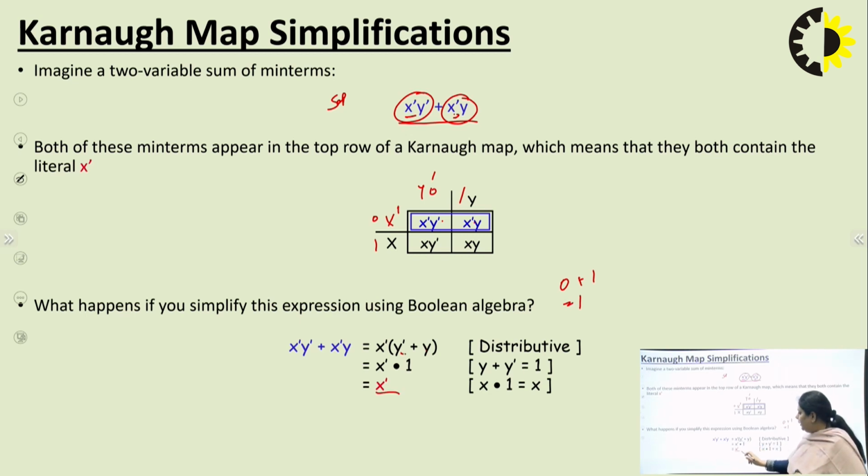What would be the remaining? That is x dash. So with a K map also we are doing the same, but with Boolean algebra we have to learn its rules, and then by using those rules we can simplify this expression. But with a K map it is much easier to simplify these expressions.